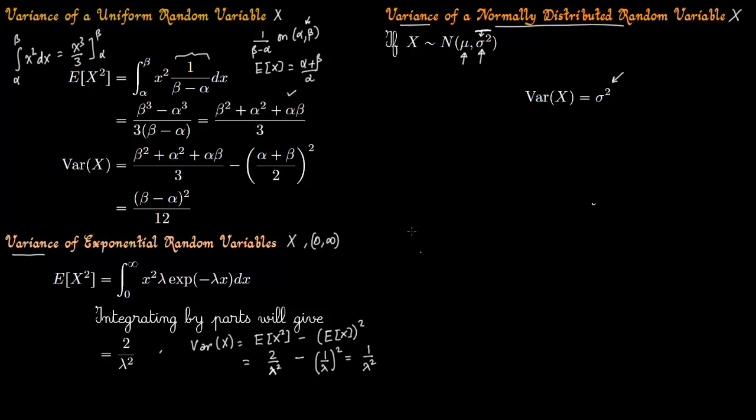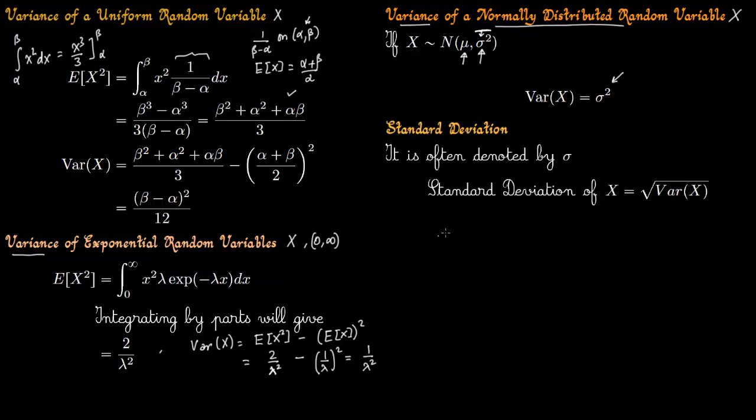So now we define the concept of a standard deviation. The standard deviation you often denote by this sigma, and this is nothing but it is square root of variance. So you take the square root of sigma square, you get sigma. So this is the definition of standard deviation of a random variable. So first step is you find the variance, then you take its square root, you get standard deviation.